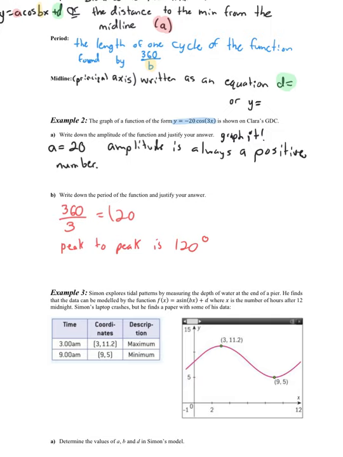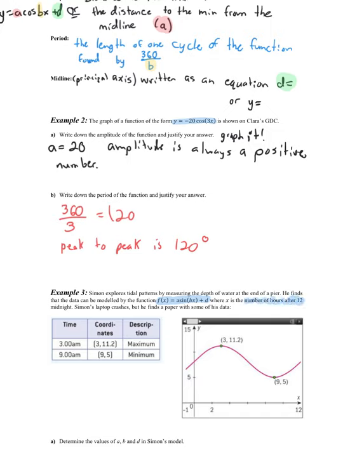Example 3, this is kind of what we're going to be doing tomorrow, is trying to break down how to write an equation from a data set. And this one says specifically, we've got this principal equation, A sine of bx plus d, where x is the number of hours after midnight.